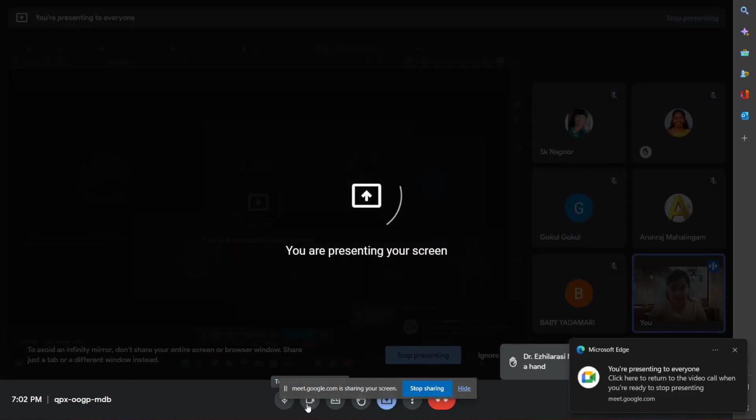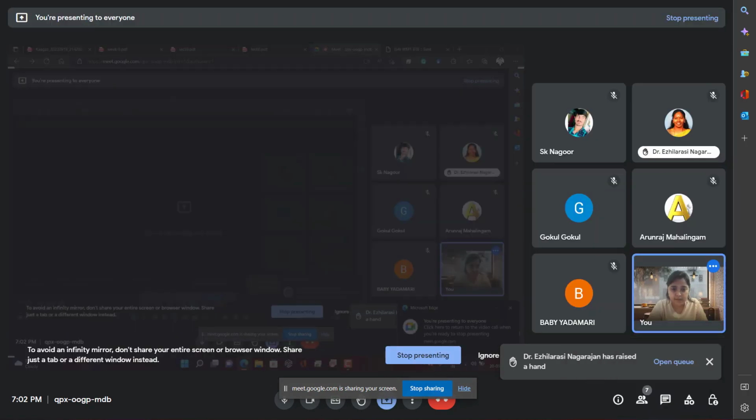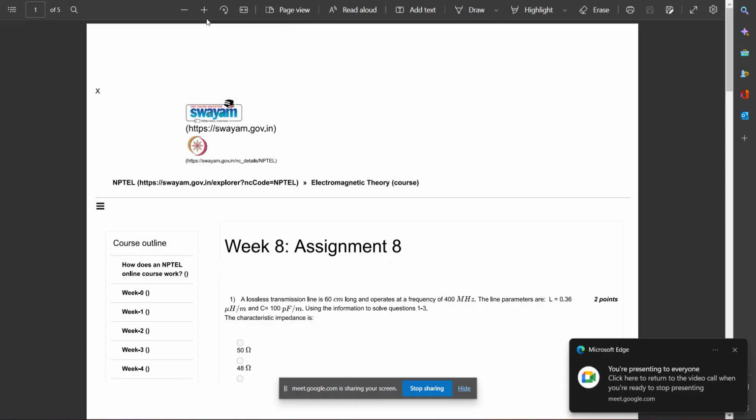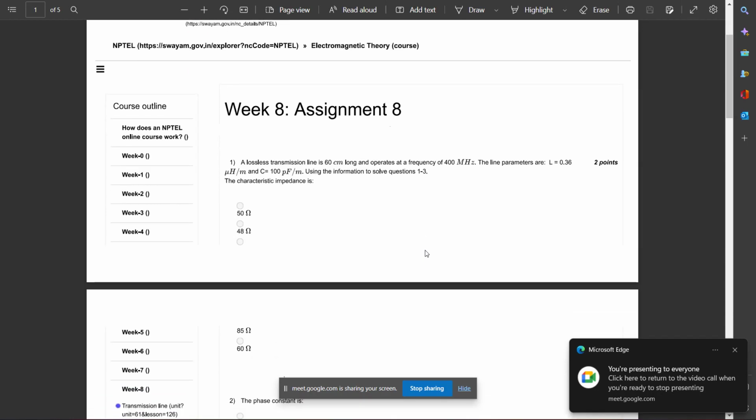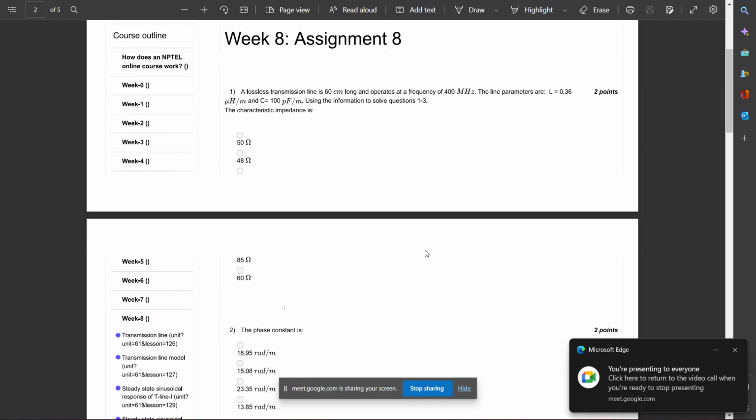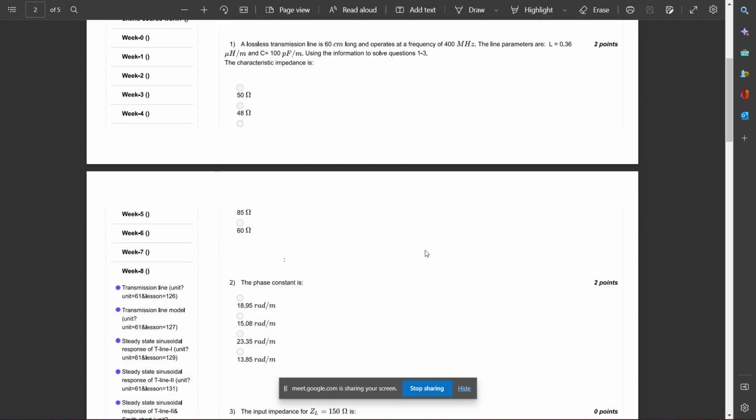I'm sharing my screen now. Okay, so week 8 assignment 8. The first question is: a lossless transmission line is 60 centimeters long and operates at a frequency of 400 megahertz. The line parameters are L equals 0.36 microhenry per meter and C equals 100 picofarads per meter. Using the information to solve questions 1 to 3, the characteristic impedance is.